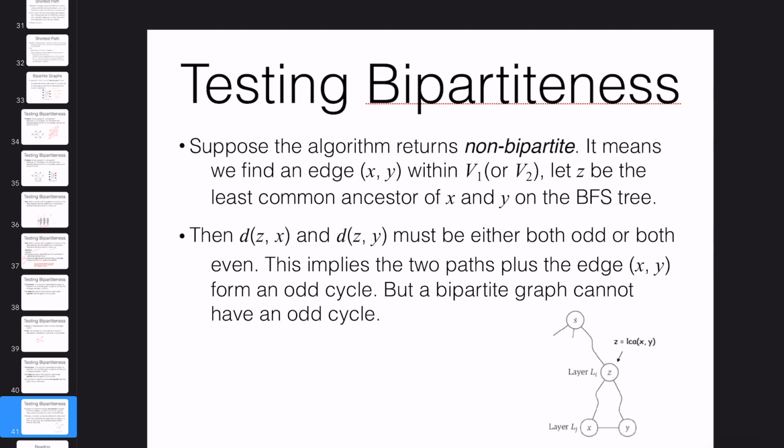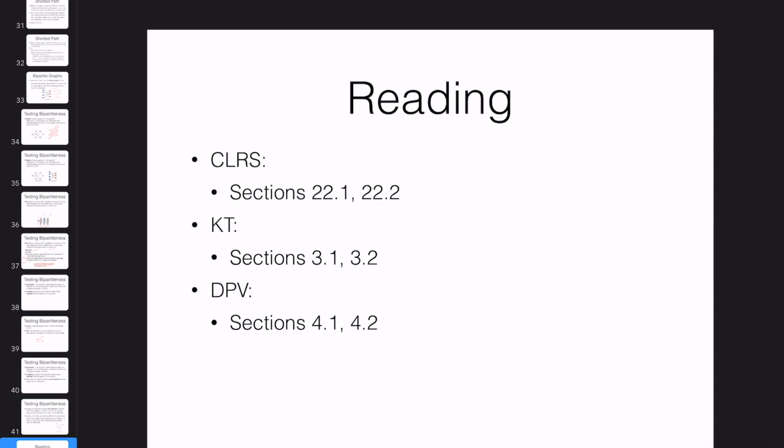So I'm done with this lecture, which was basically about BFS and many interesting problems that we can solve using BFS. It covers sections 1 and 2 of chapter 22 from your textbook CLRS, but many of the problems we discussed here are coming from the textbooks KT and DPV. You can also have a look at the corresponding sections in those textbooks.